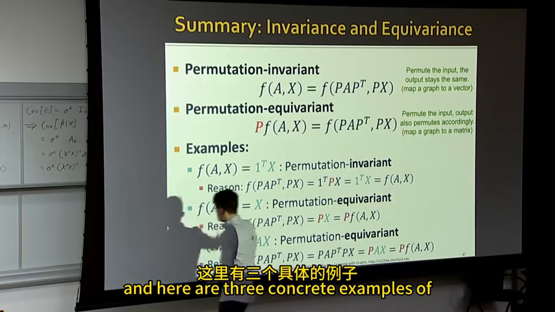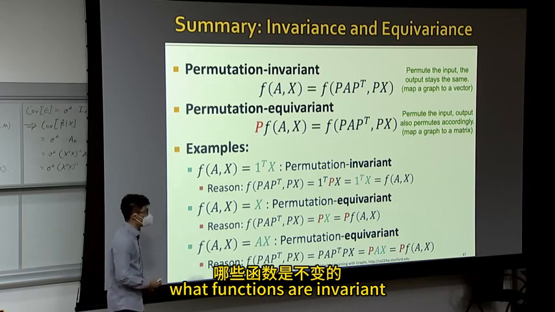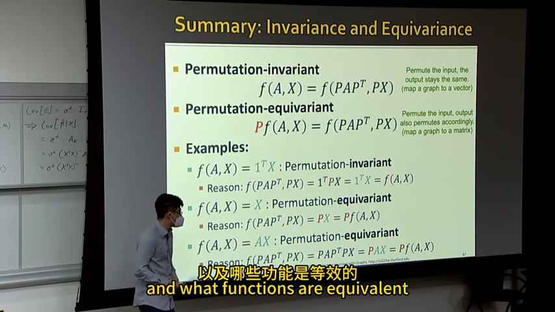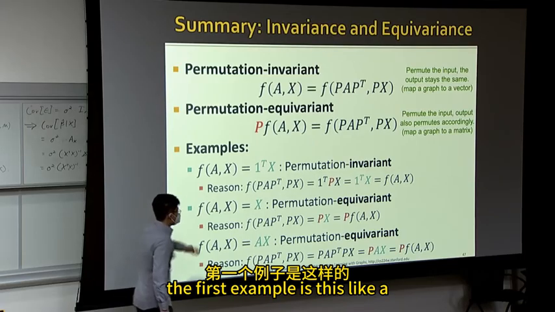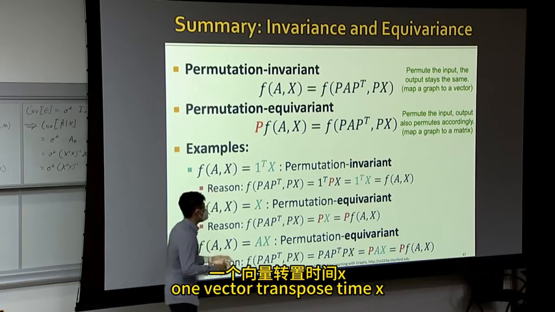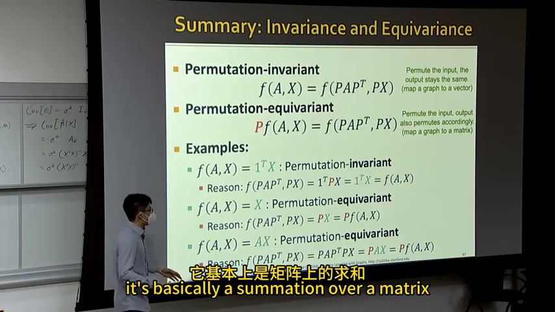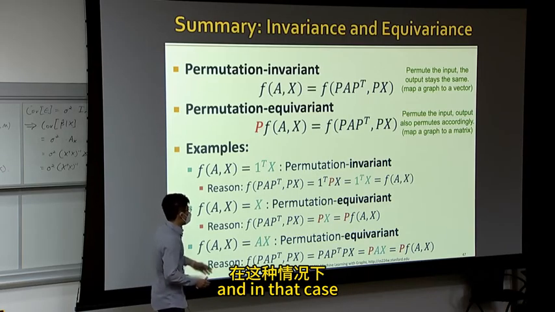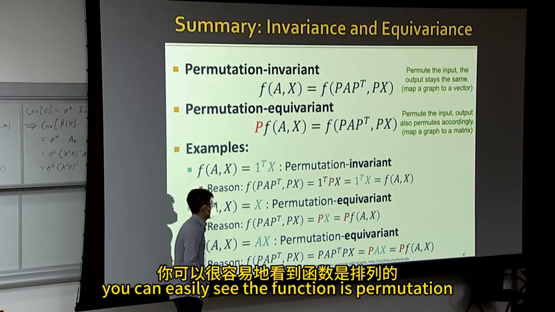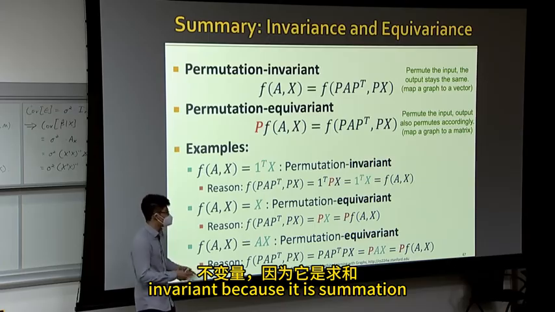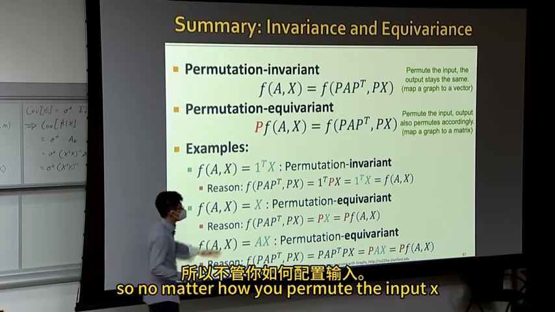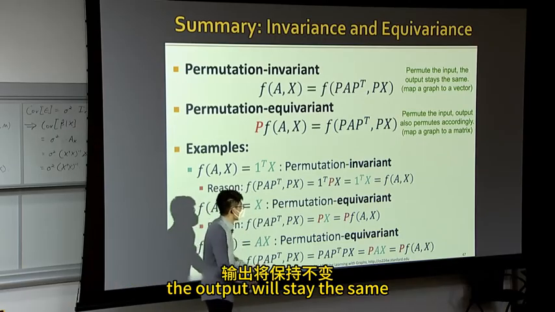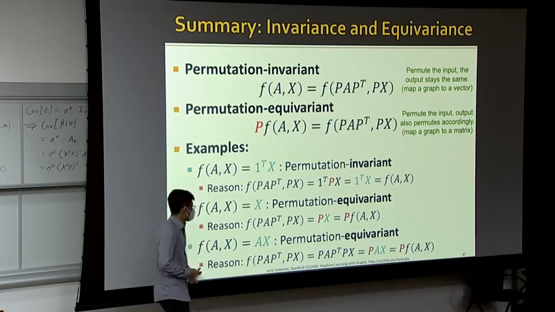And here are three concrete examples of which functions are invariant and which functions are equivariant. The first example is 1 transpose times X. It's basically a summation of a matrix over different rows. And in that case, you can easily see the function is permutation invariant because it is a summation. So no matter how you permute the input X, the output will stay the same.